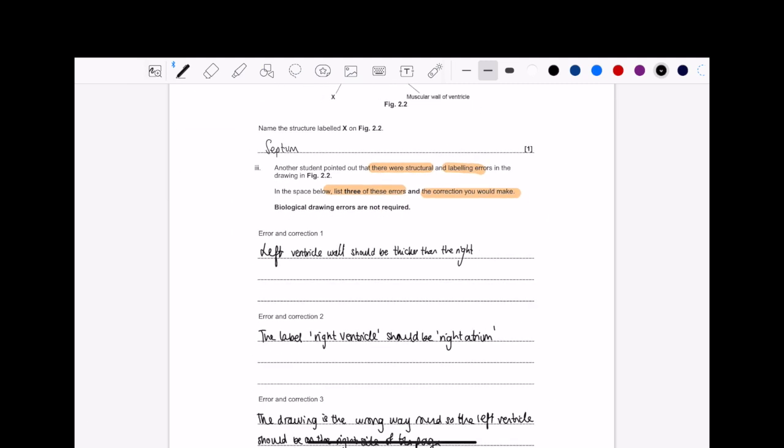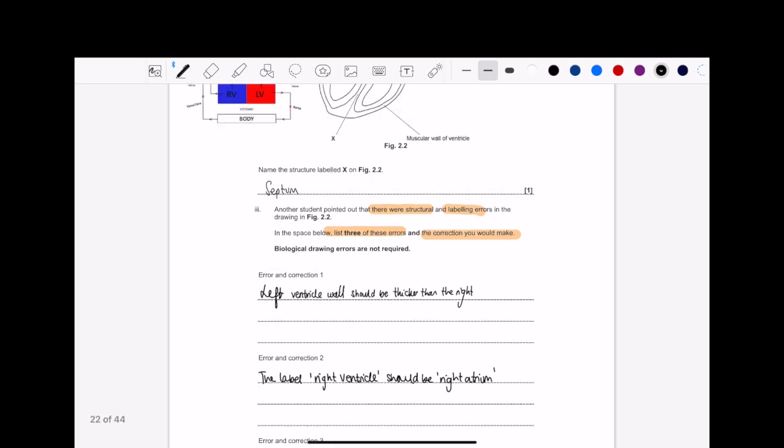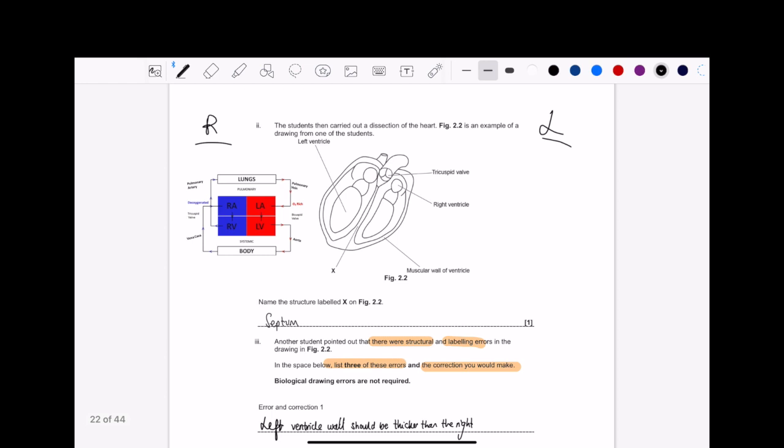It says, there are structural labelling errors in this drawing. List 3 of these errors and the correction you would make. Very simple. Heart 101. The left hand side is actually the right hand side, and the right hand side is the left hand side. So I used to write that down on my paper.